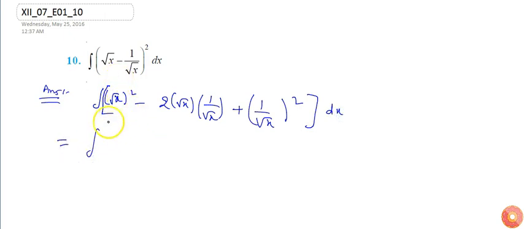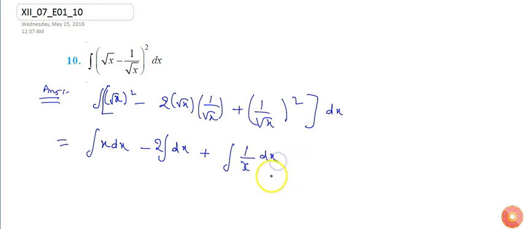Root of x times root of x, which is x. I am separating the expression into three parts. So integration of x dx minus integration of 2 root x times 1 over root x, the root x cancels, so integration of 2 dx, plus integration of 1 by x dx.